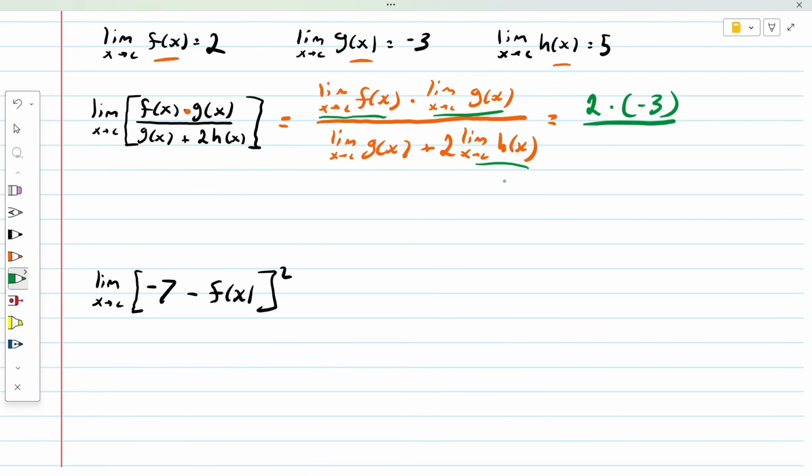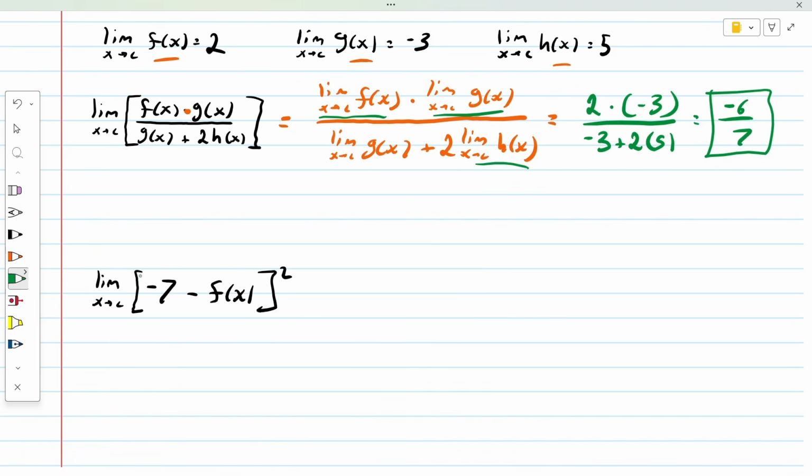And then on the bottom, we have g of x, which is negative 3, plus 2 times h of x, which is 5. And so if we solve this out, we would get negative 6 on the top, and on the bottom we have 10 minus 3, which is 7. And so that would be our answer.